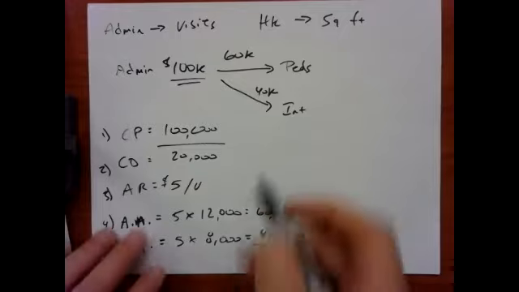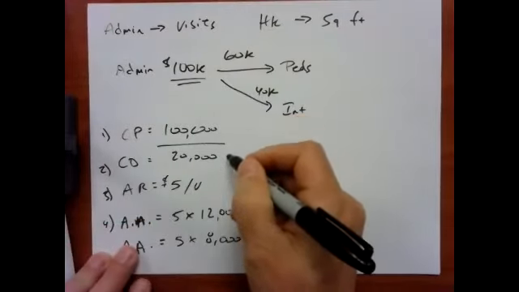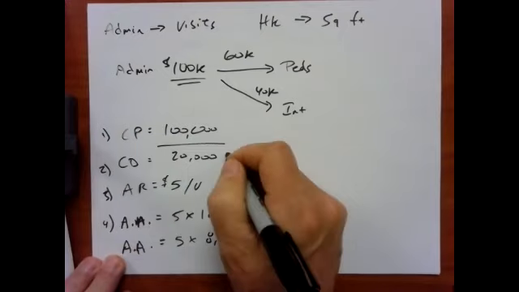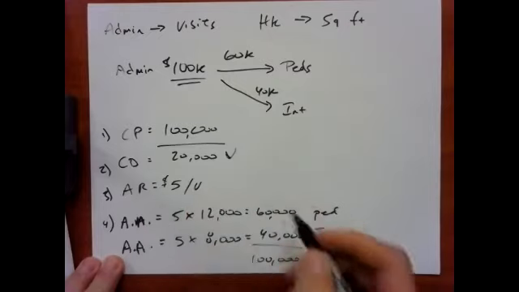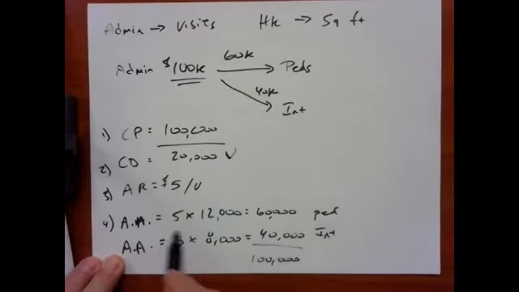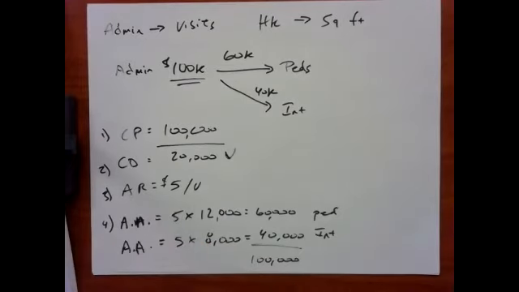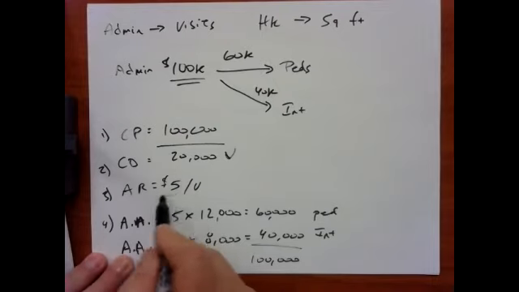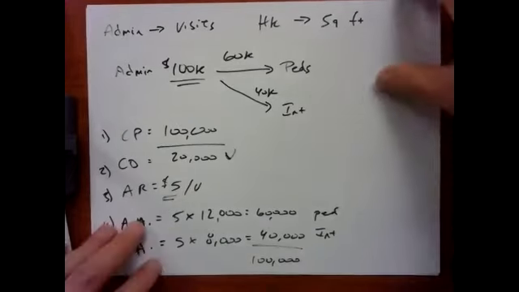Okay, so now we've done admin, 100,000, right? We said the cost pool was 100,000 and the cost driver was the 20,000 visits, so we wind up with $5 per visit. To get the allocation amount, we take the allocation rate that we calculated for the organization and multiply it by the driver for each department. So we take an organizational level allocation rate and multiply it by a departmental cost driver to allocate it to the departments.